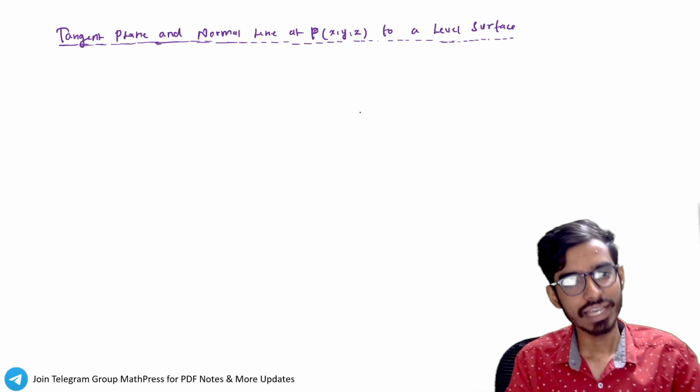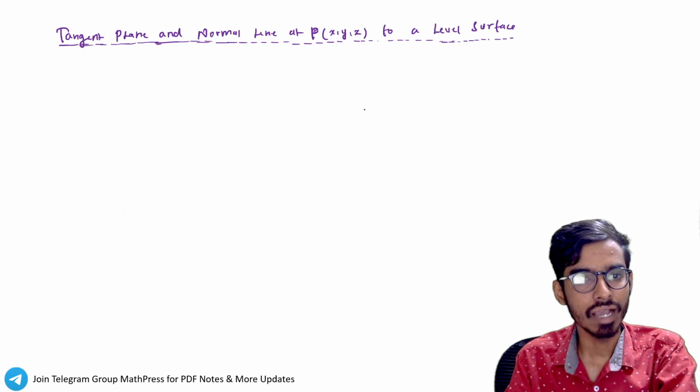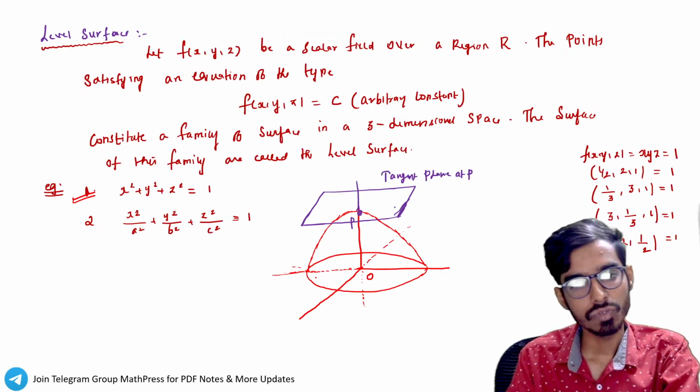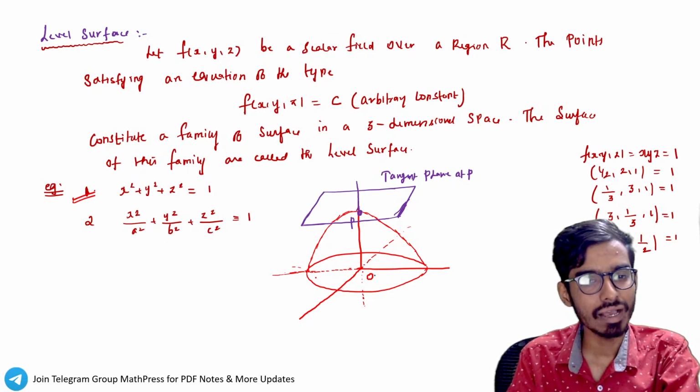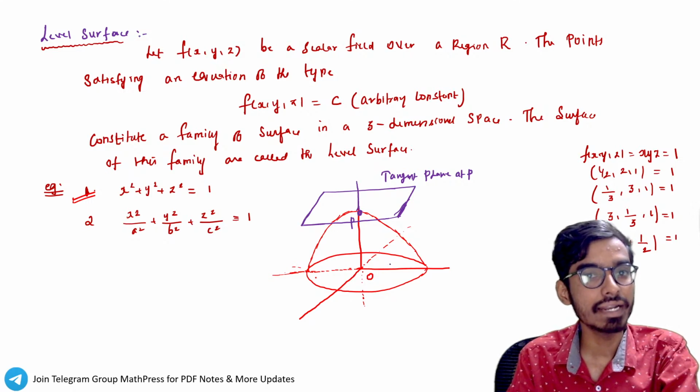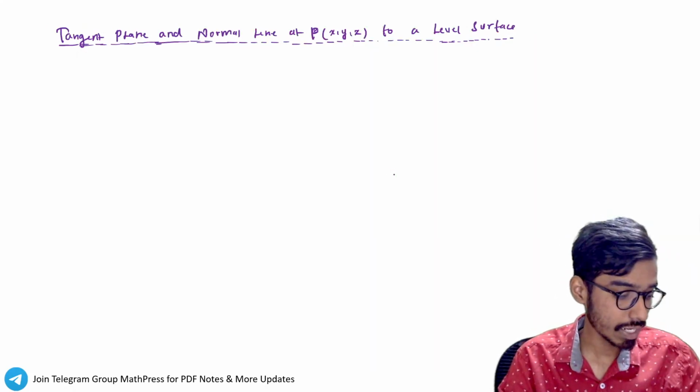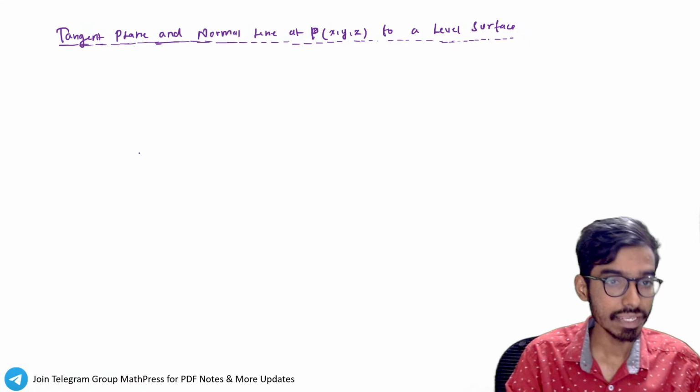Okay. So tangent plane and normal line at P (x, y, z) to a level surface. Actually this is f of x, y, z. We're going to generalize this for all. This is P here. Just for understanding, I will draw the diagram here. First I'll give you the formula directly, to find the equation.